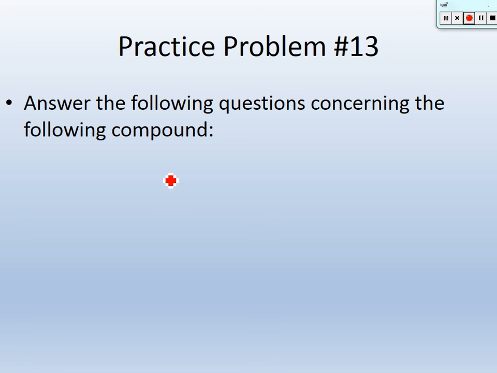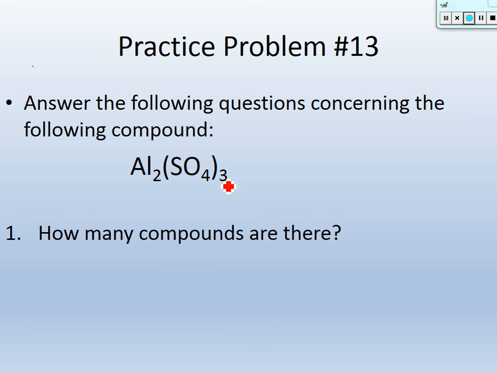Okay, practice problem number 13. It says, answer the following questions concerning the following compound. Now we've got a little bit different. This is a polyatomic ion, and it's got parentheses around it. And then it's got this 3 on the outside of the parentheses. Well, that changes things a little bit. So let me go through this one with you.